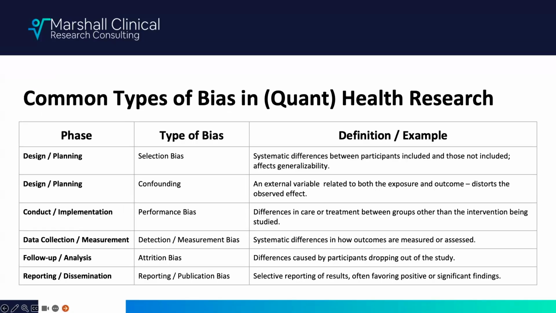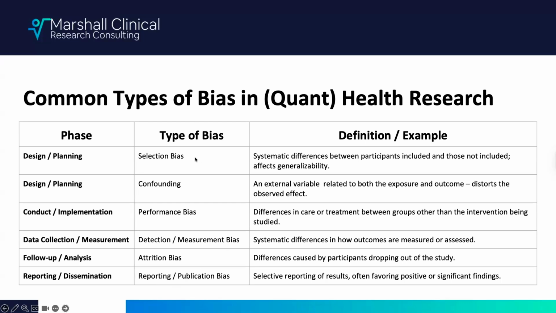So here are the different types of bias in quantitative research. These are the main ones. There are lots of different forms of bias, and I broke it down by study phase. There can be bias all the way from the design phase, conduct, implementation, data collection, analysis, and reporting and dissemination. These are the main ones to learn for now: selection bias, confounding, performance bias, detection bias and measurement bias, attrition, and then reporting and publication bias.